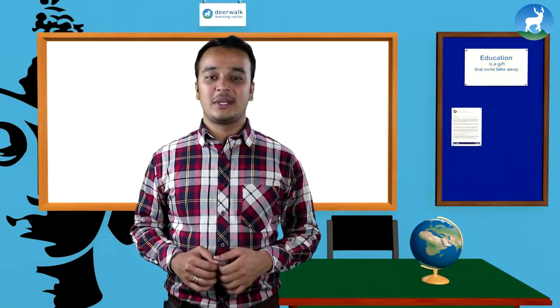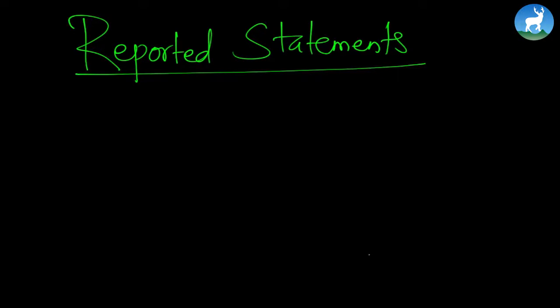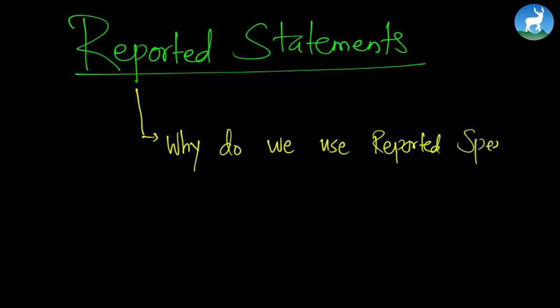In today's class, we are going to solve the grammar portion of Unit 7, that is reported speech. So, let's begin. We are now going to start the grammar portion of Unit 7, which is reported statements. Before beginning to study reported statements, let me ask you a question. Why do we use reported speech? There is already another speech called direct speech. Now, why do we need another speech?